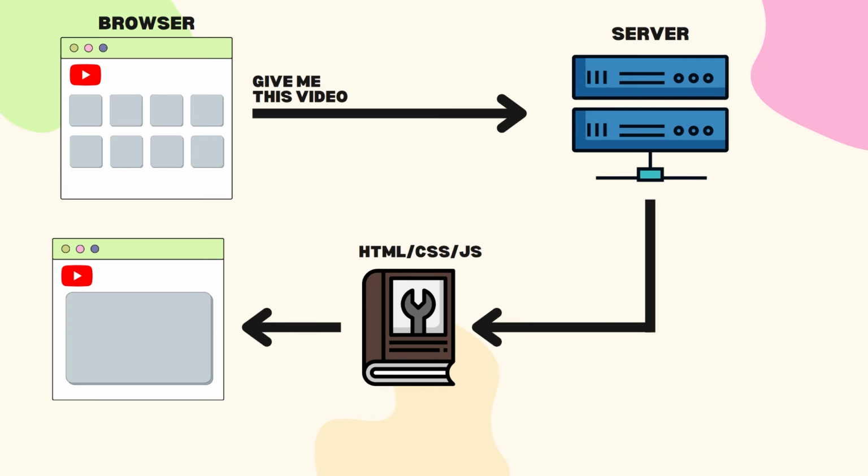From your browser on youtube.com, if you were to click on one of the videos in your feed, you are sending a request to the server that says, hey, give me this video, I want to watch it. The server then takes your request, finds the video that you want to watch, and sends back to your browser the web page in a bundle of HTML, CSS, and JavaScript. Your browser then takes that response, interprets it, understands it, and builds the web page based on those instructions.